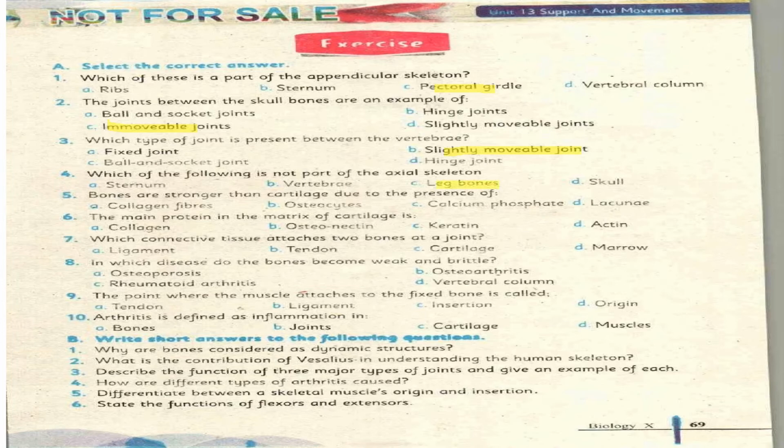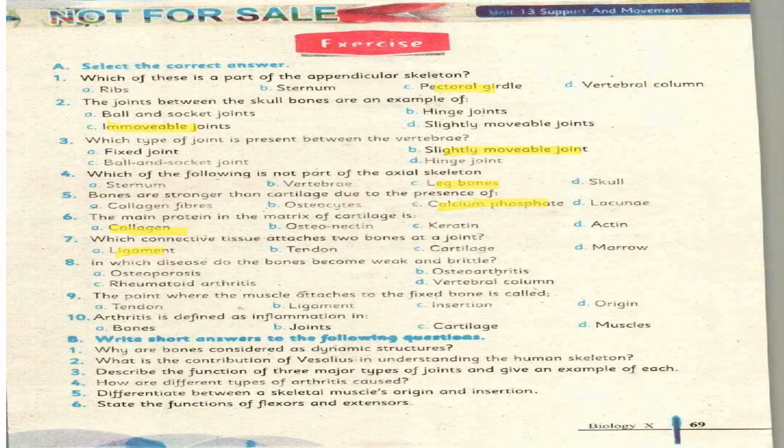Leg bones. Bones are stronger than cartilage due to the presence of calcium phosphate. The main protein in the matrix of cartilage is collagen. Which connective tissue attaches two bones at a joint? Ligaments.